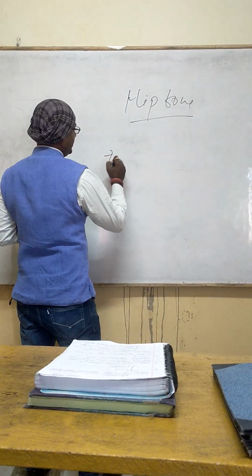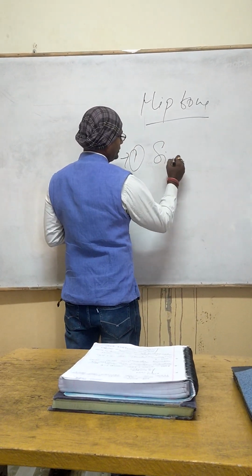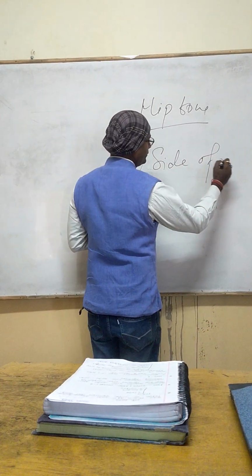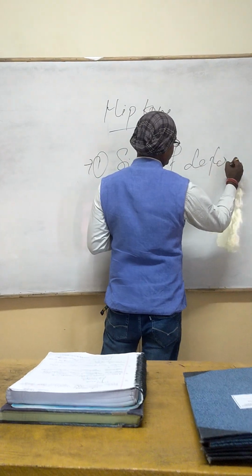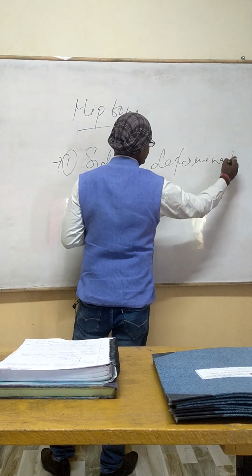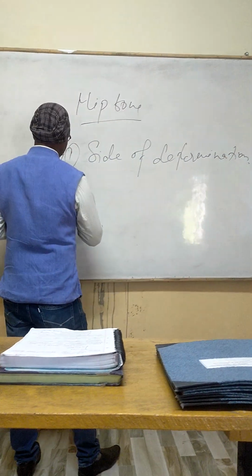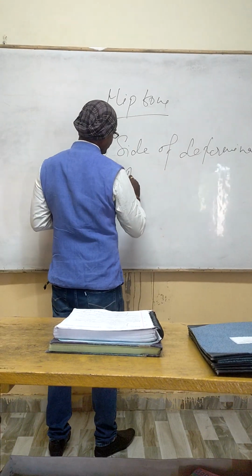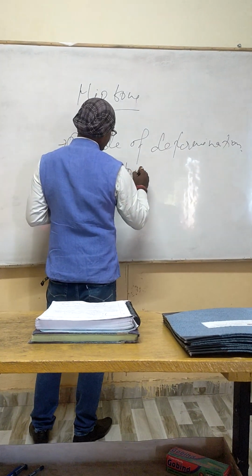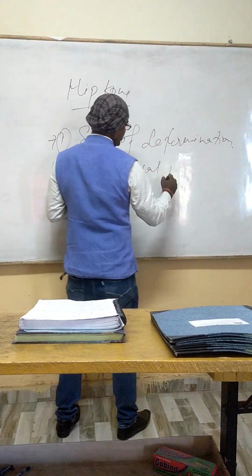Hip bone. First we have to know about the side determination. The second one we know is the anatomical position.